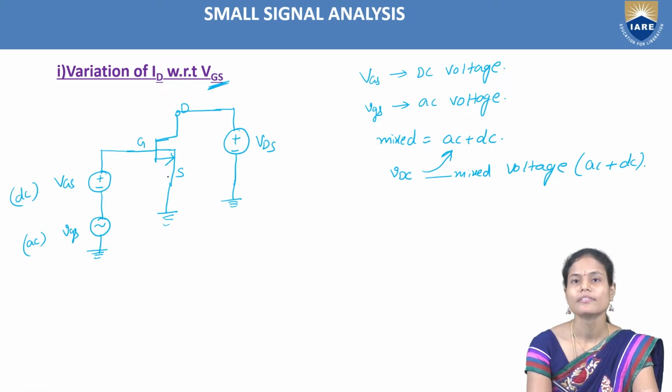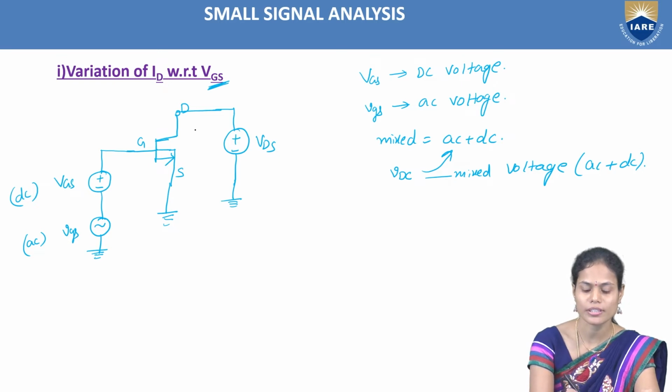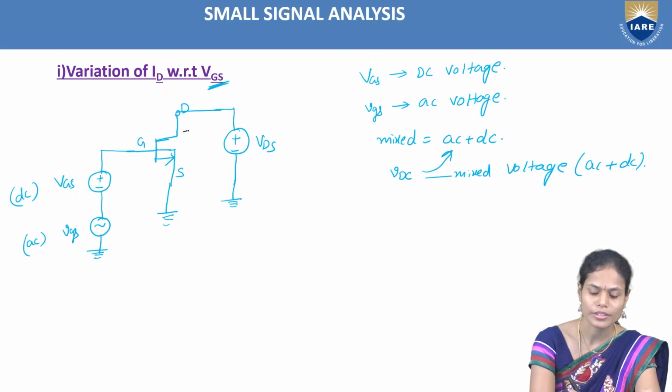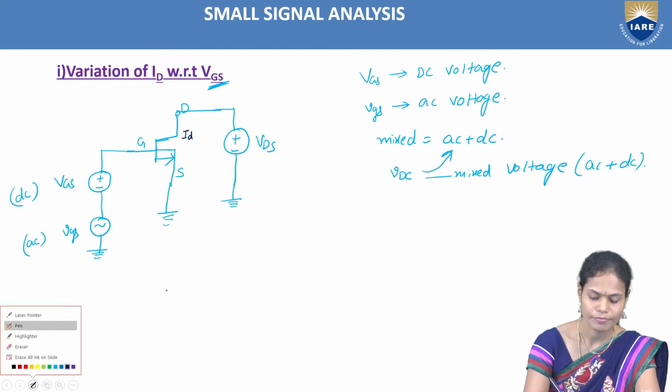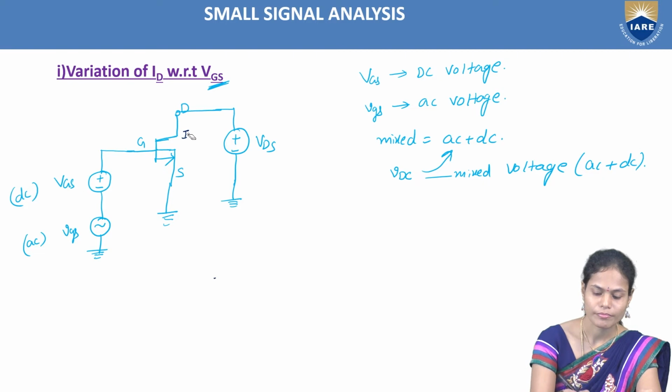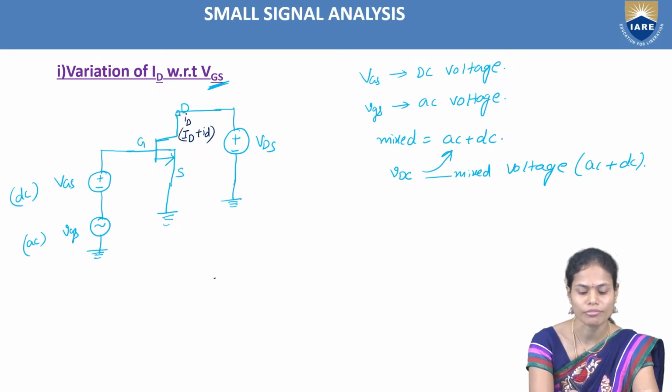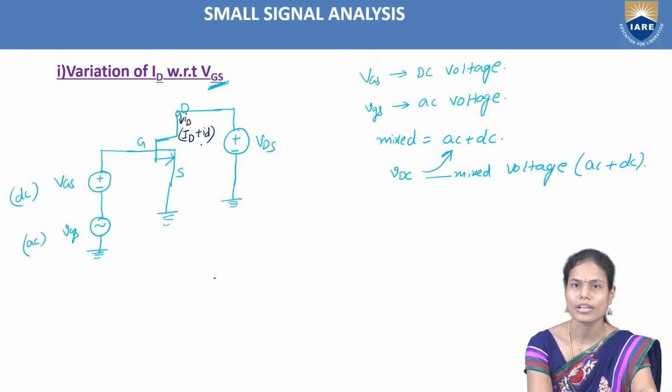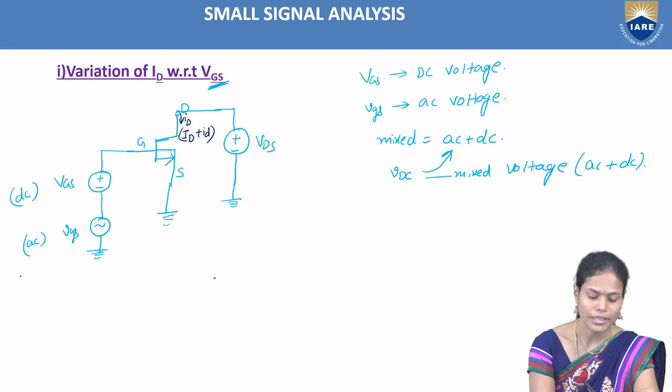So here, when we apply this AC plus DC signal to the MOSFET, we will get the corresponding current, that is the combination of DC current as well as AC current. So it is iD. iD is nothing but the combination of both the AC current as well as DC current. So here we are applying the signal in this way.